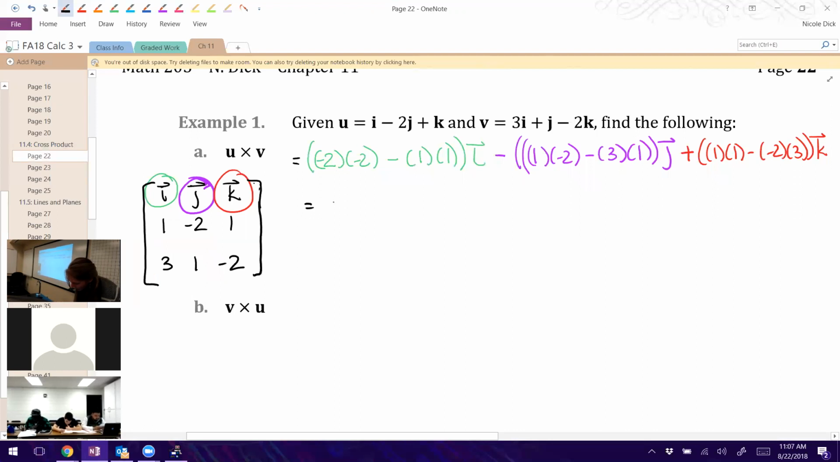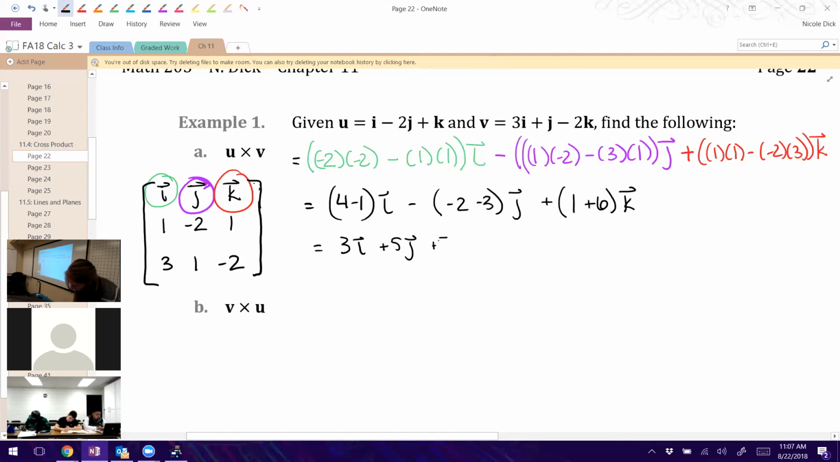All right. So what do we get? We get positive 4 minus 1 in the I direction. So that's a 3. And then over here, we're going to have -2 minus 3 times J. And for the last one, that'll be 1 minus -6, so plus 6 times K. So 3I, -5, so plus 5J, and plus 7K. Right? If you want to leave it here, that's fine. If you like component form better, go for it. Both answers are okay.